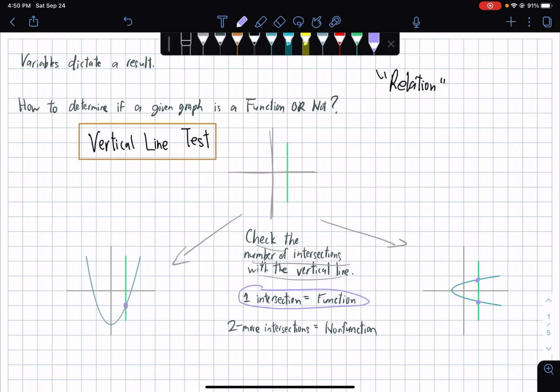a function. So here in the scenario at the right side of the screen, given a parabola drawn this way, and given you've already drawn the vertical line, you can already see that there are two intersections. So what does that mean if there are two intersections or perhaps more? Normally with two intersections, you could already know that this graph is a non-function.